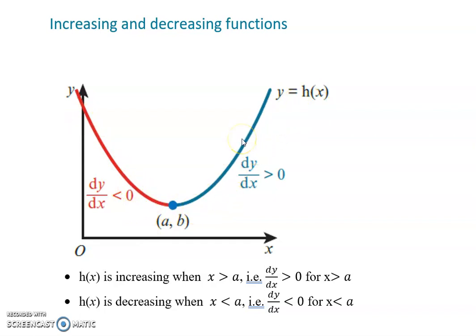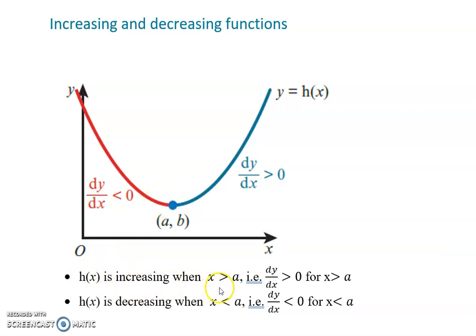We say a function is increasing or decreasing based on the value of dy by dx. I hope all of you know what we mean by dy by dx, which is nothing but the gradient of the curve. If the value of dy by dx is greater than 0, then we say that the function is increasing. If dy by dx is less than 0, then the function is a decreasing function. So that's the condition mentioned here.